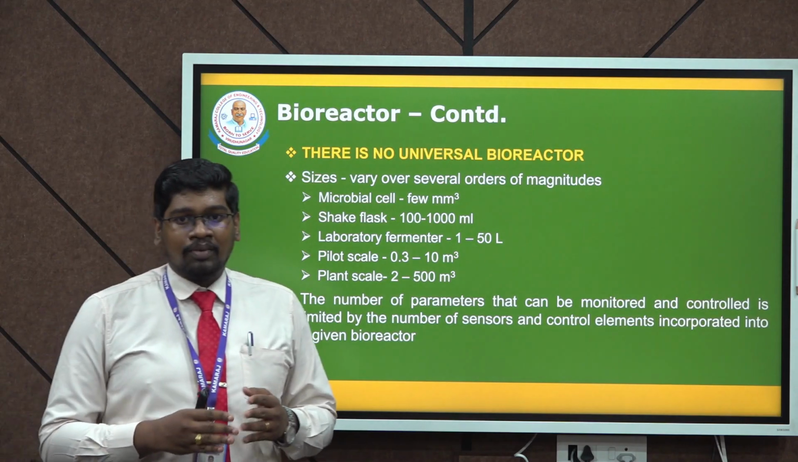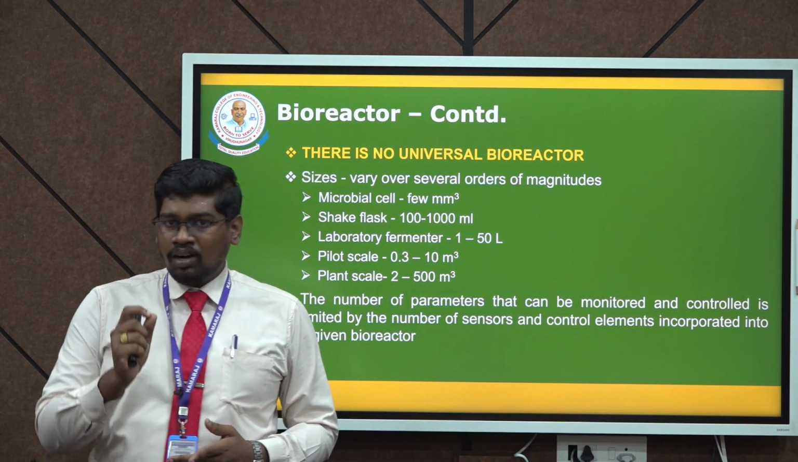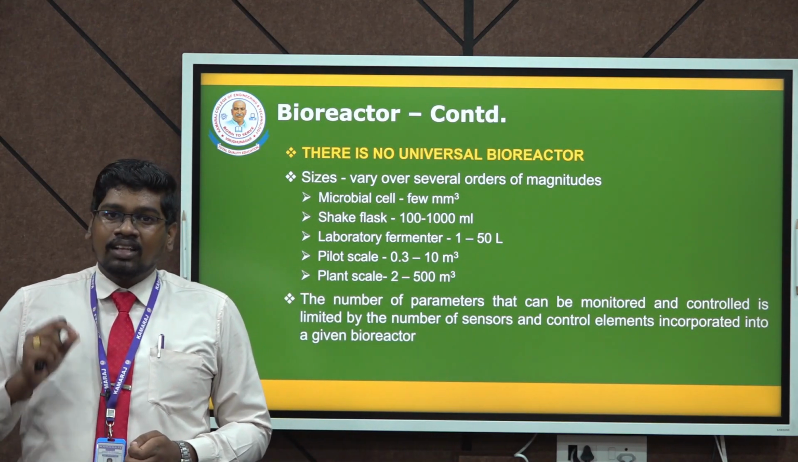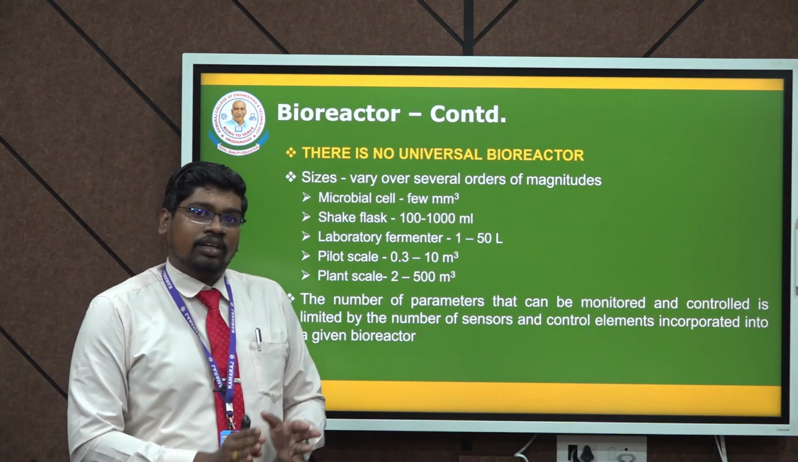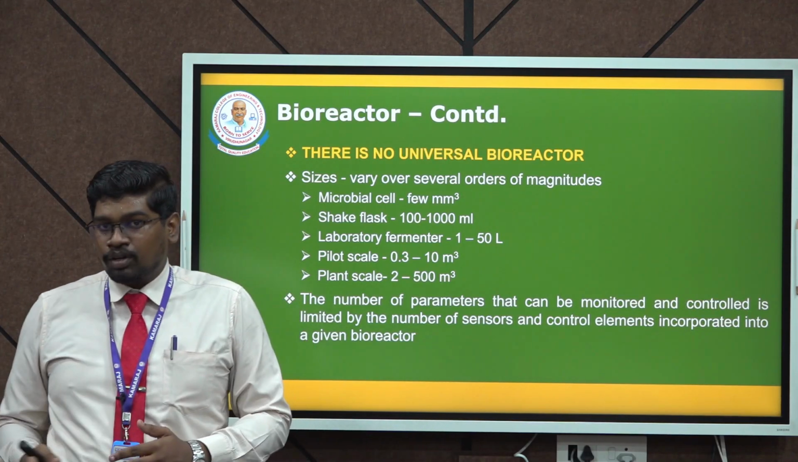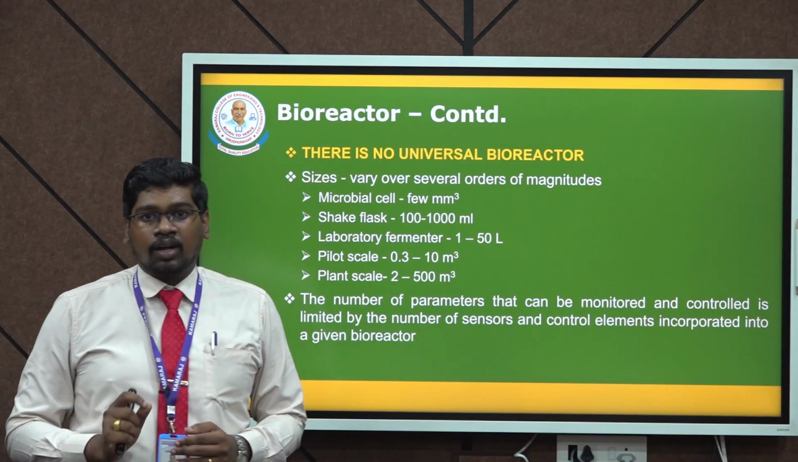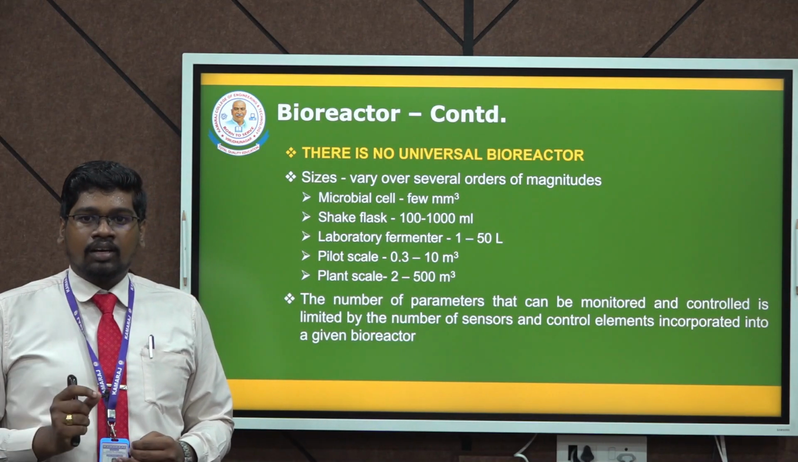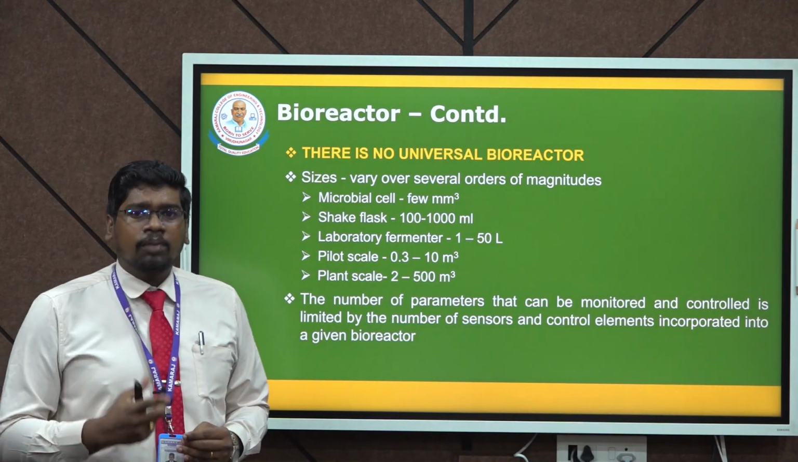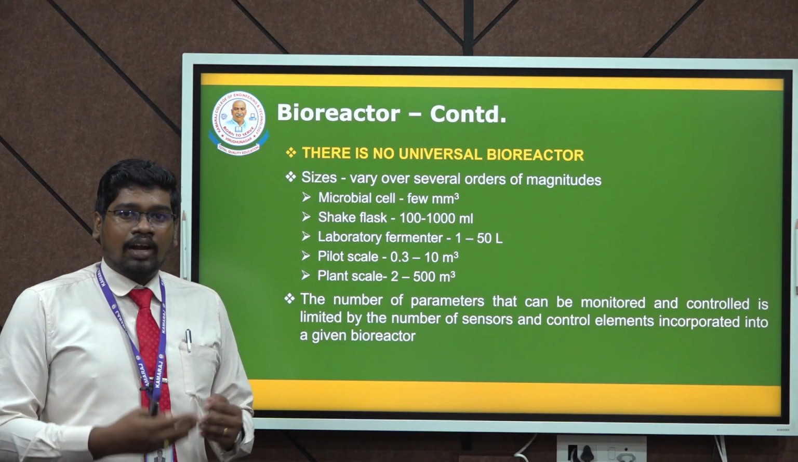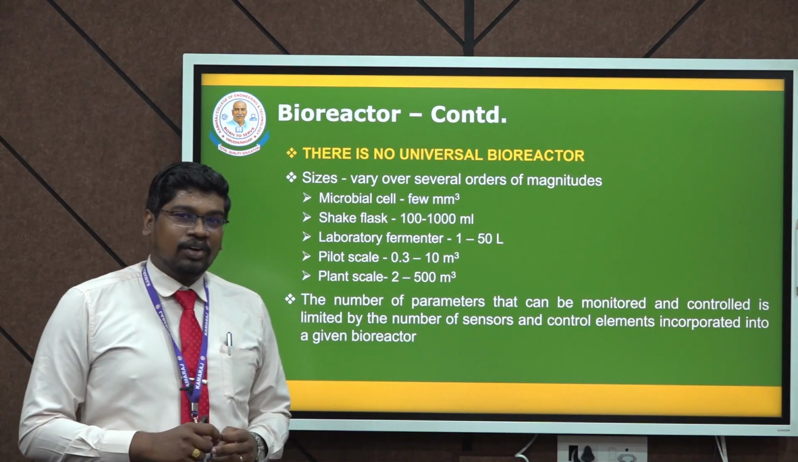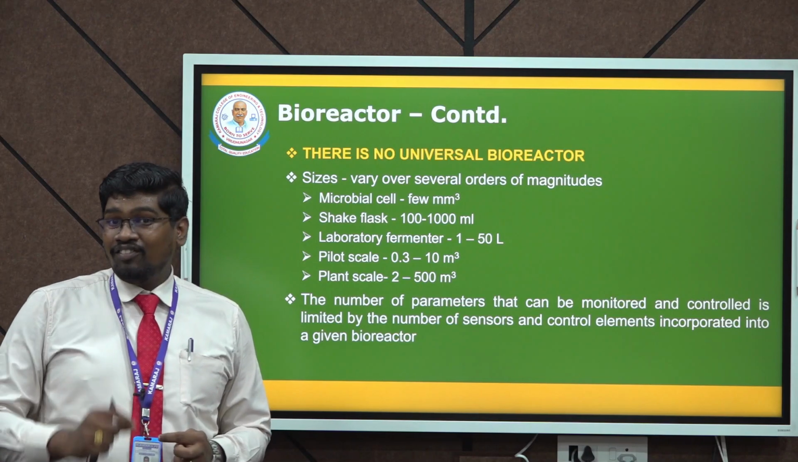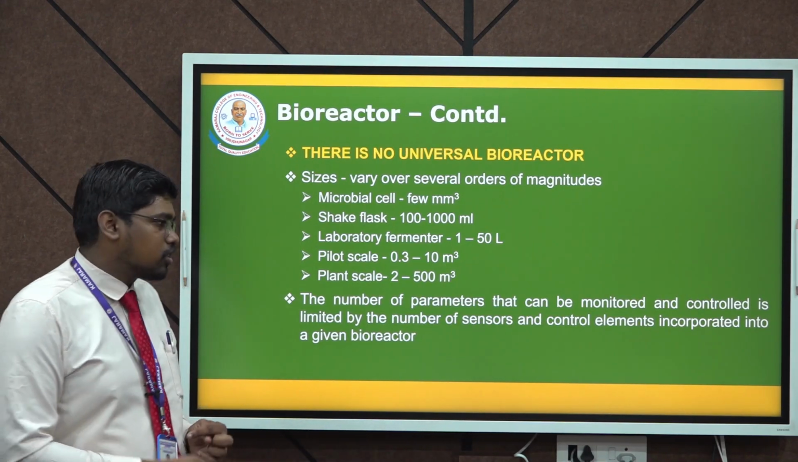When we are designing a bioreactor, one concept we should know is that there is no universal bioreactor. A single type of configuration cannot be used for all types of processes. So, each process requires unique optimal bioprocess equipment and unique optimal bioreactor designs. Sizes of the bioreactor vary according to the environment and the purpose of the biological process.